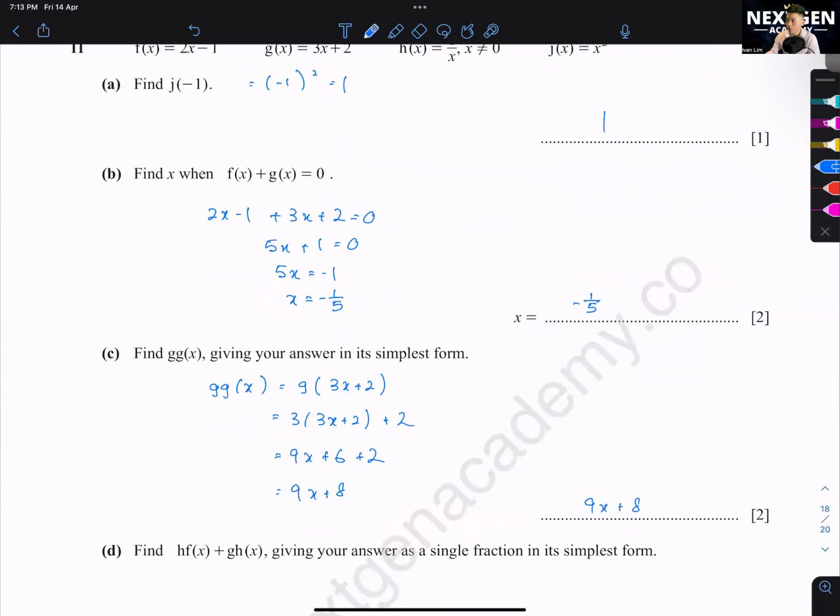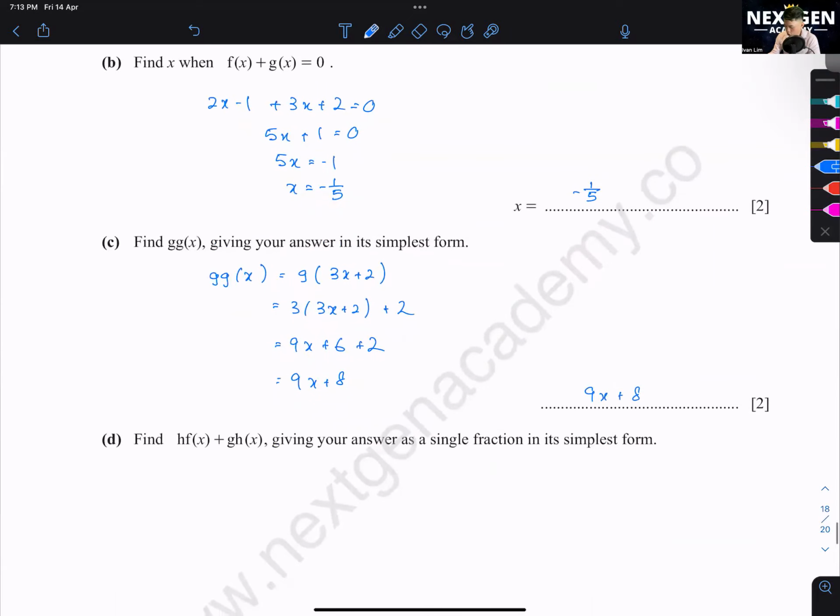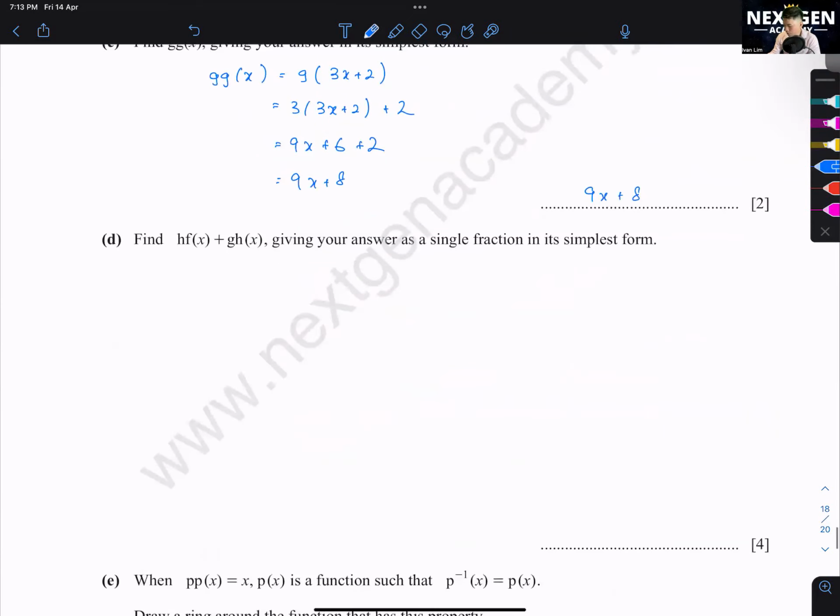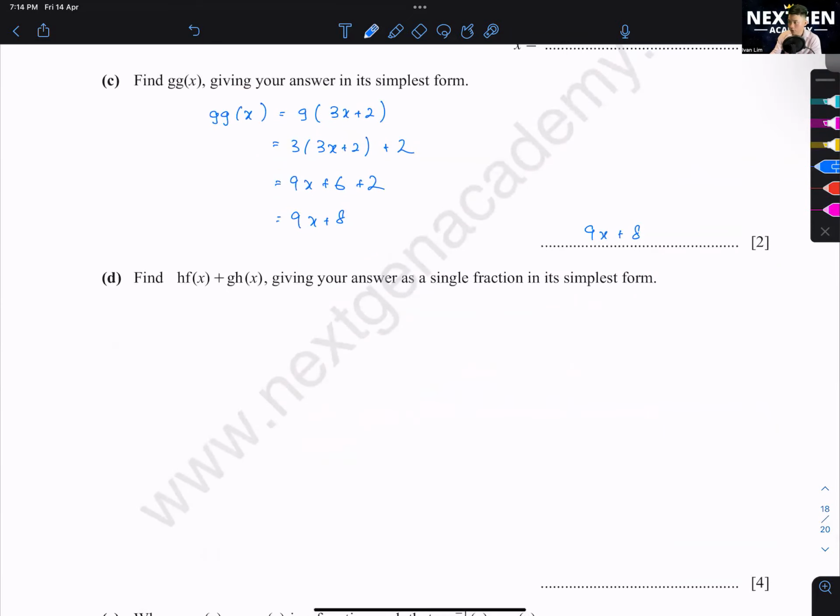Okay, next one. Find HFX and GHX. Give your answer as a single fraction. Okay, 4 marks. So let's find what is HFX first. HFX equals to H 2x minus 1, and you'll get 1/2x minus 1. Okay, GHX will be equals to G 1/x.